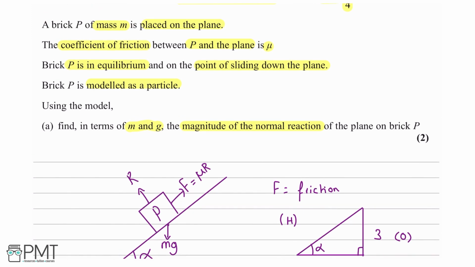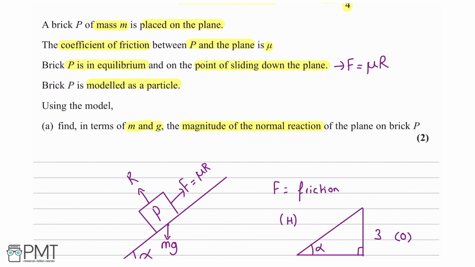The first point I'm going to pick up on is when it says P is in equilibrium and on the point of sliding down the plane, what this means is the frictional force is equal to the coefficient of friction times the reaction force. This is because friction can be in 2 states. Friction can either be less than the downward force, which means the object will have an acceleration, or friction can be the same as the downward force, in which case the object will have no acceleration. But in this case, because it's on the point of sliding and in equilibrium, friction is the same as the coefficient of friction times the reaction force.